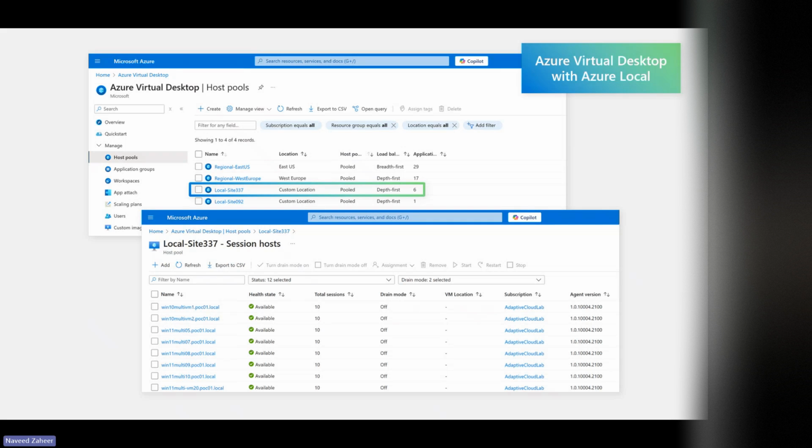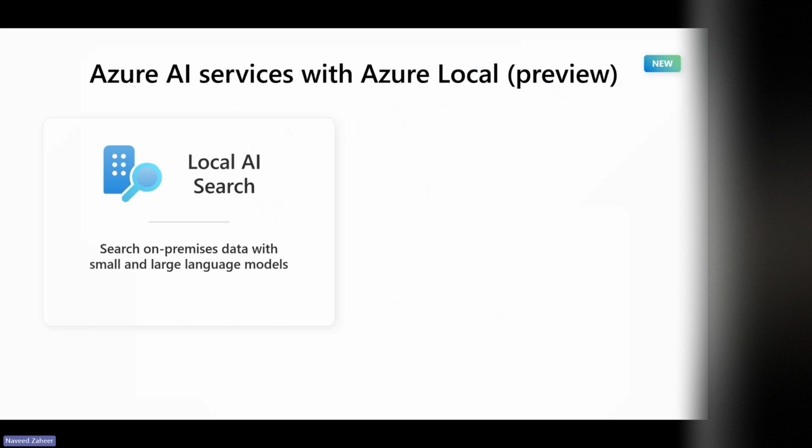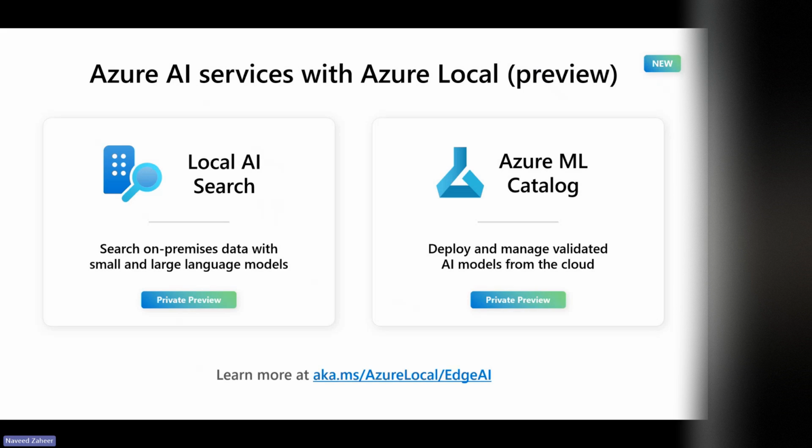So you see, it's a very similar interface. Once again, single pane of glass and the ability to access these resources from the cloud, all managed from the cloud. And by the way, Azure AI services, which are local AI search and Azure ML catalog, are currently in preview. Both are in private preview at this moment. And if you want to know more about it, there is the link.